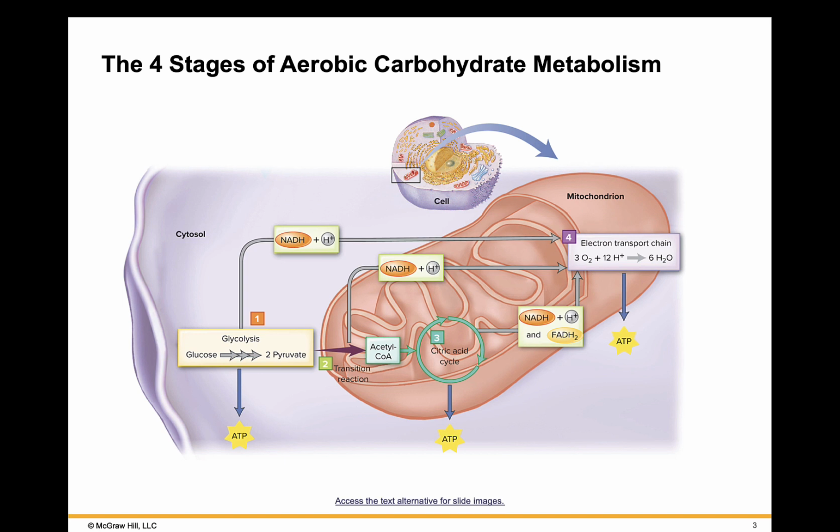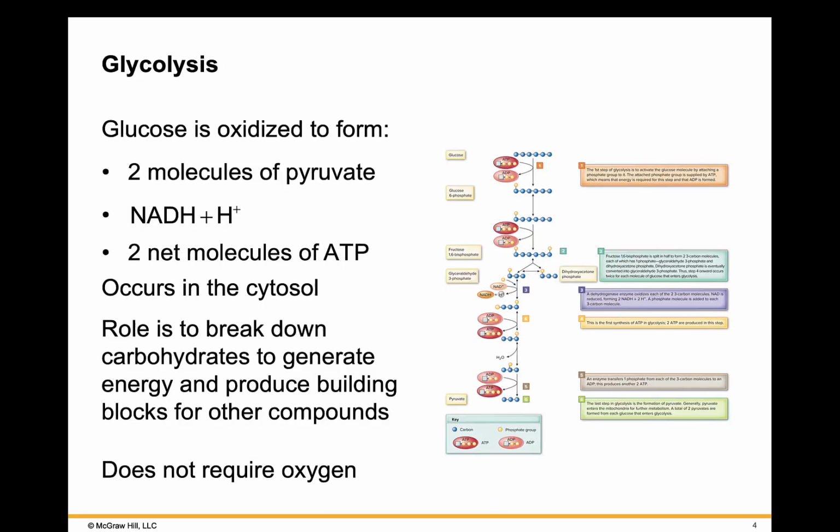Then there's going to be a transition reaction in which pyruvate will be converted into acetyl-CoA. The third stage is going to be the citric acid cycle or the Krebs cycle. And then we'll actually have the electron transport chain. And this is where the majority of ATP is actually produced aerobically. Notice glycolysis does not take place within the mitochondria, yet the transition reaction, the citric acid cycle, and electron transport chain all occur within the mitochondria. That shouldn't be a surprise since we consider the mitochondria to be the cellular powerhouse.